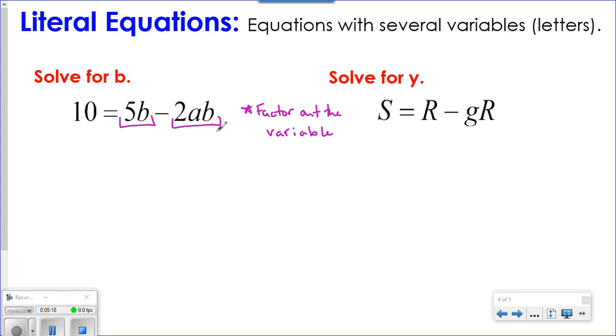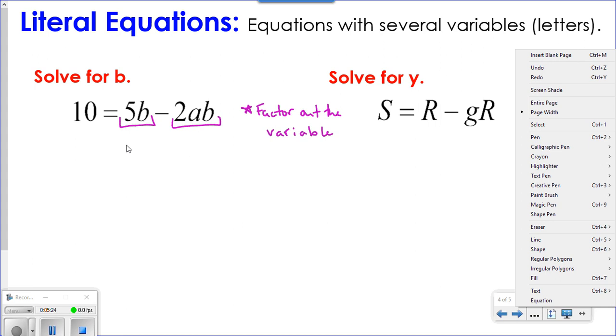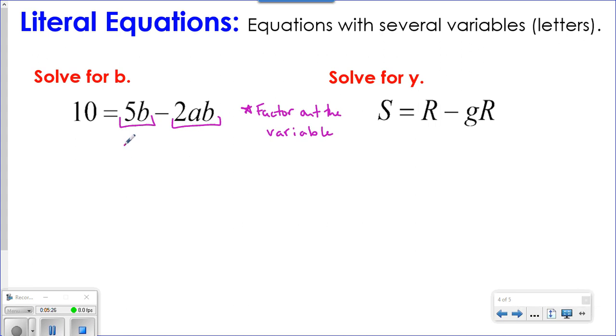So if I look at the right-hand side of my equation, the common factor between 5b and 2ab is b. So I'm going to take that b and factor it out. Now, in order to figure out what's left over, we divide both of these by b. When we factor something out, that's really division. And I'm going to create instead a multiplication problem. So b times what gets me back to 5b? Well, b times 5 gets me 5b.